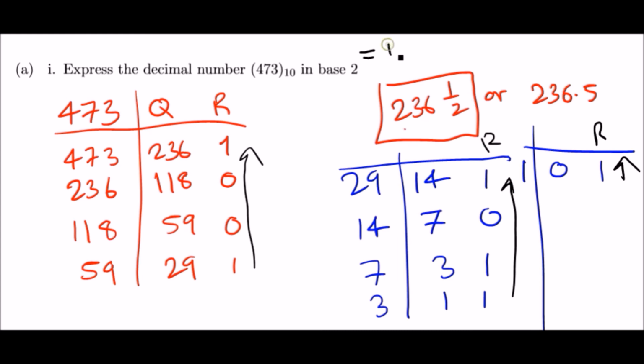First it's going to be 1. And then it's going to be 1, 1, 0, 1. And then from here, 1, 0, 0, 1. So 1, 0, 0, 1. And that's it. All to base 2.